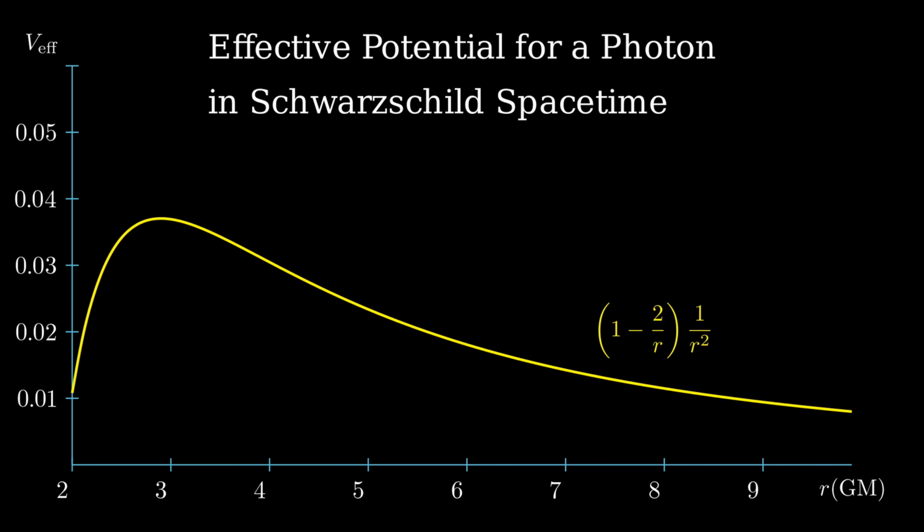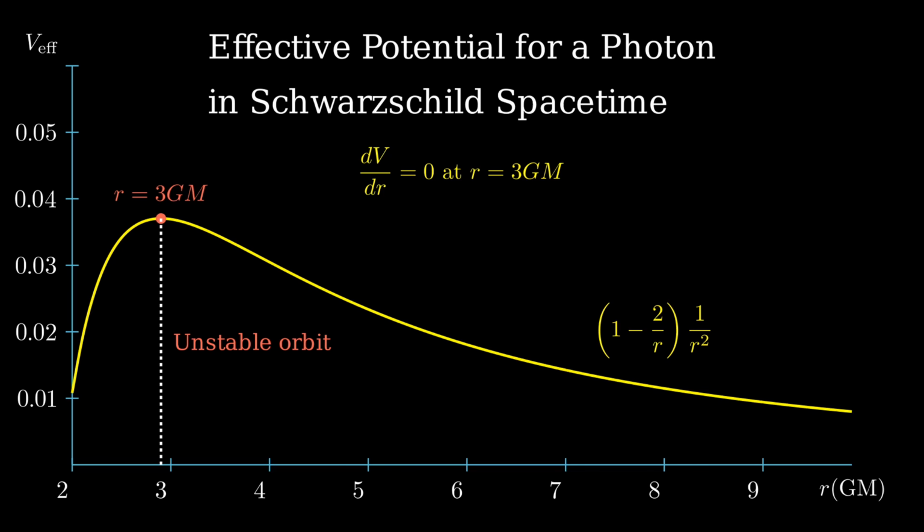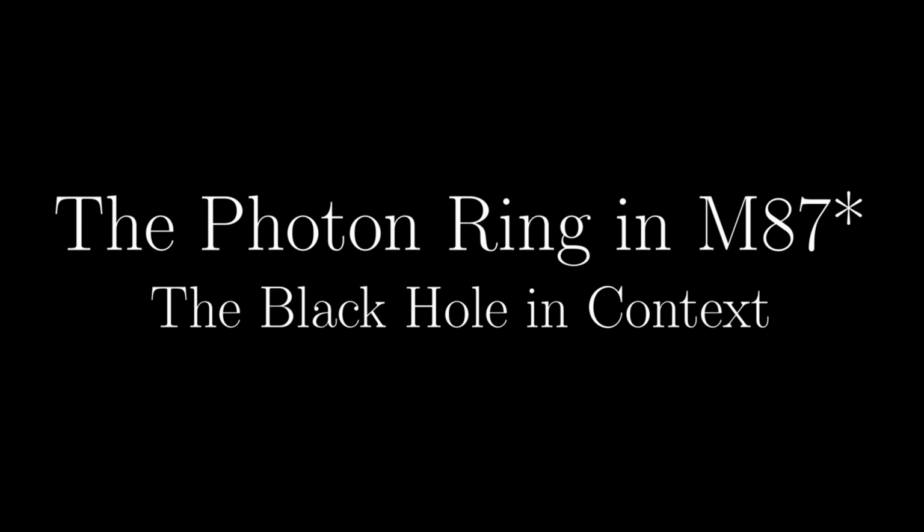Plotting that effective potential as a function of r, we clearly see that at r equals 3GM, there exists an unstable orbit. It's unstable because a little nudge from that orbit can either send the photon into the black hole or outside into space to infinity.